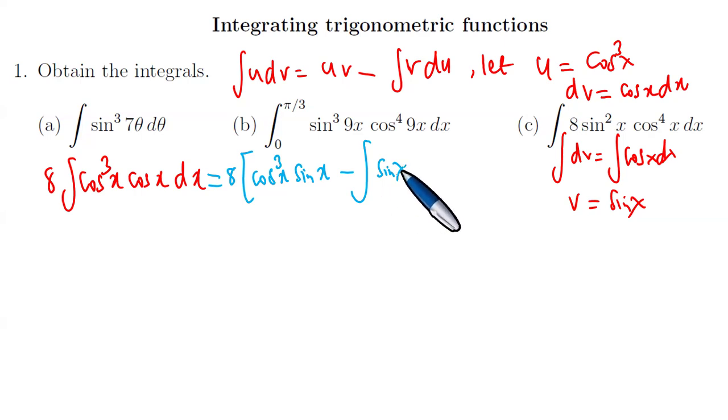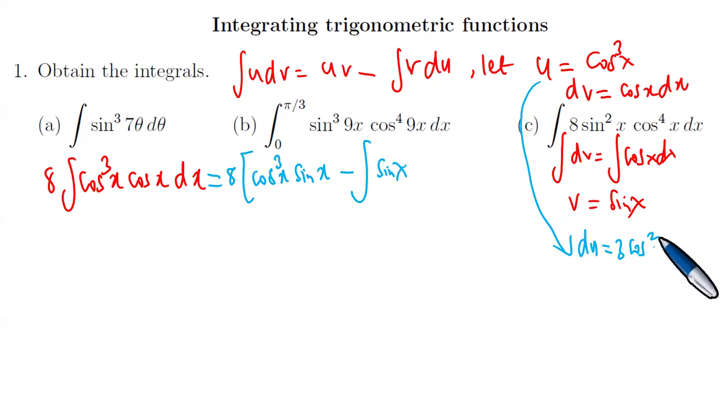What is the integral of v du? Because u is this one, which means that du is going to become what? It's going to become 3, the integral of cosine squared x minus the sine of x dx. So that here you're going to have by the chain rule.